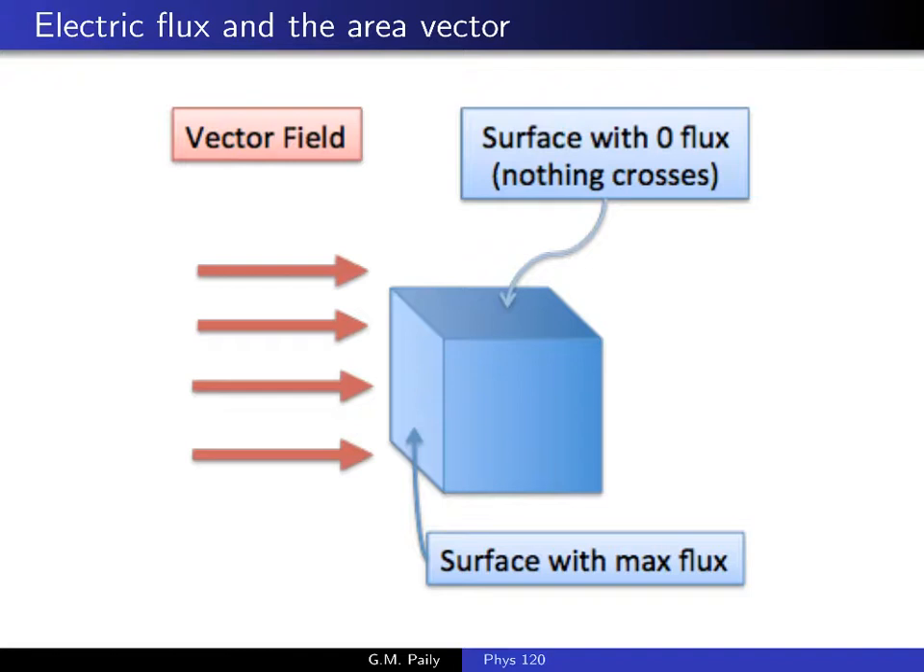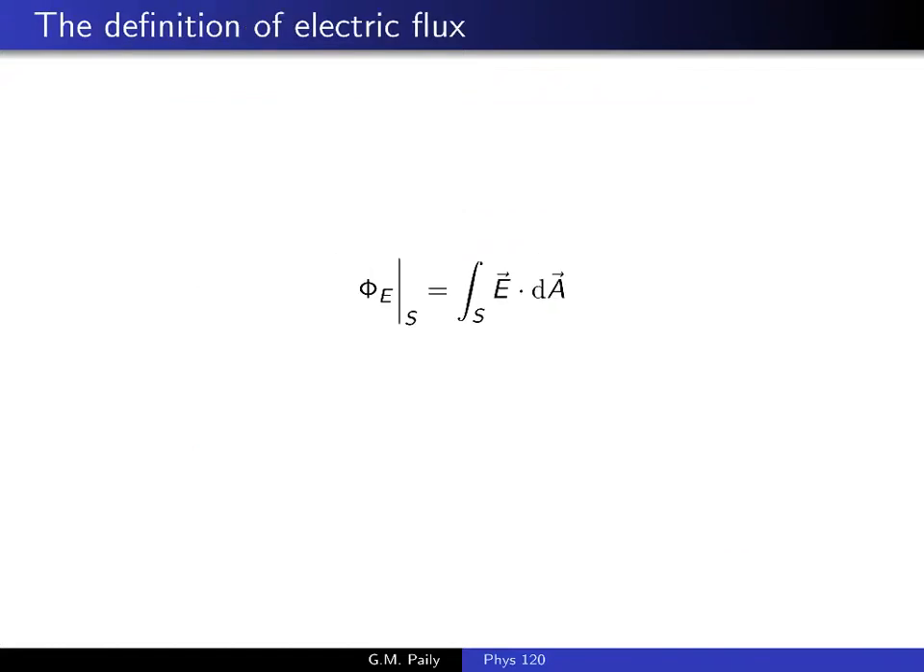And if, as in this case, the field lines are tangent to the surface, which means they are perpendicular to the area vector, then the flux is zero. This kind of behavior, where we get a positive number if two vectors point in roughly the same direction, a negative number if they point in roughly opposite directions, and zero if they are perpendicular to each other, reminds us of something. And that is the dot product. And in fact, that is exactly what we use to define the electric flux.